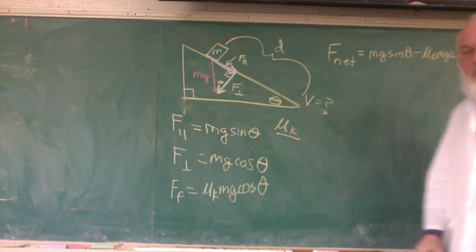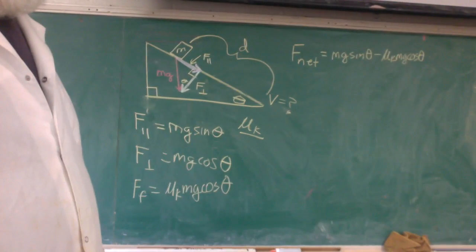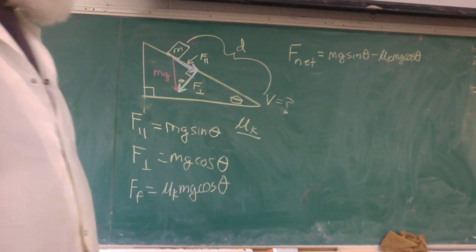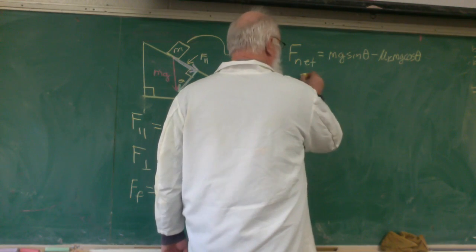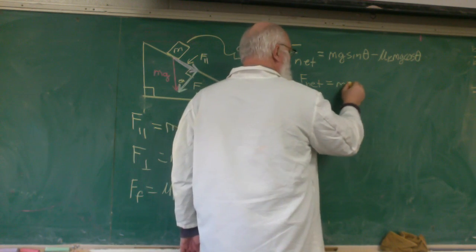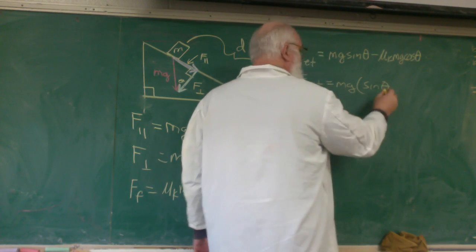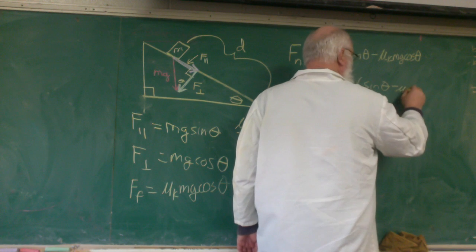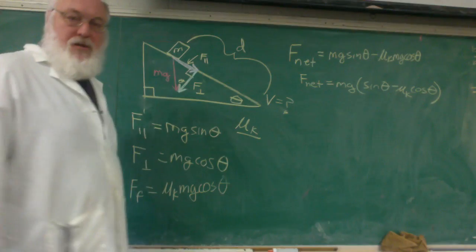All right. And what's that going to give us? Well, we can factor out the mg, and the net force is equal to mg times sine of theta minus mu k cosine of theta. Okay? That's the net force on it.